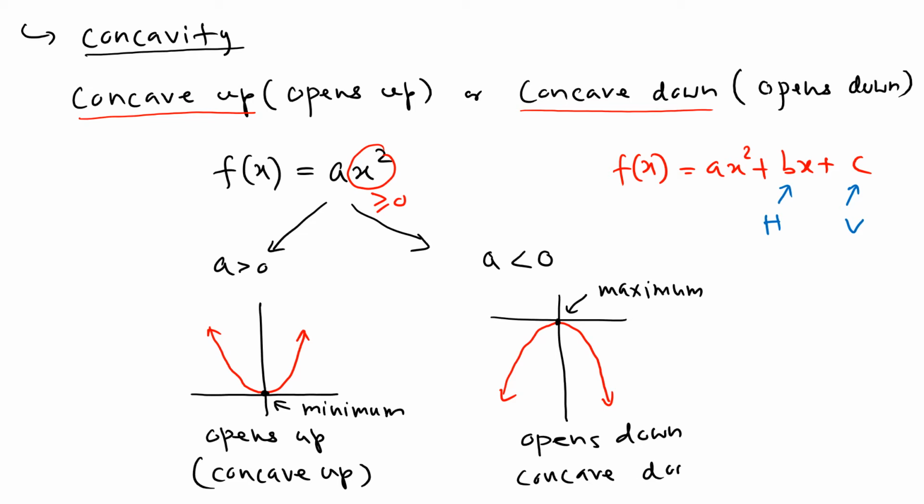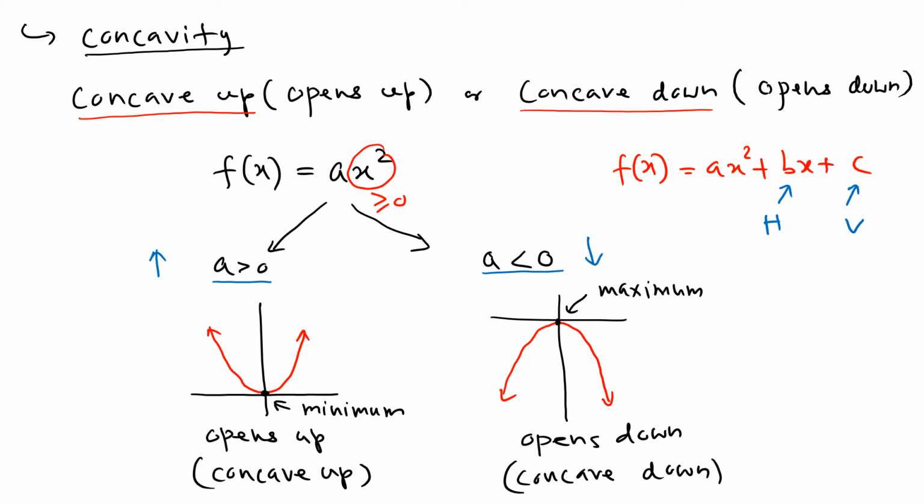You can talk about more concavity later in calculus, Calc 1, but this is the introduction. So if a is positive, it opens up. If a is negative, it opens down. It's positive and negative, so it's easy to remember. If a is positive, it goes to the positive side. If a is negative, it goes to the negative side. Good. So like going like that and going like this.